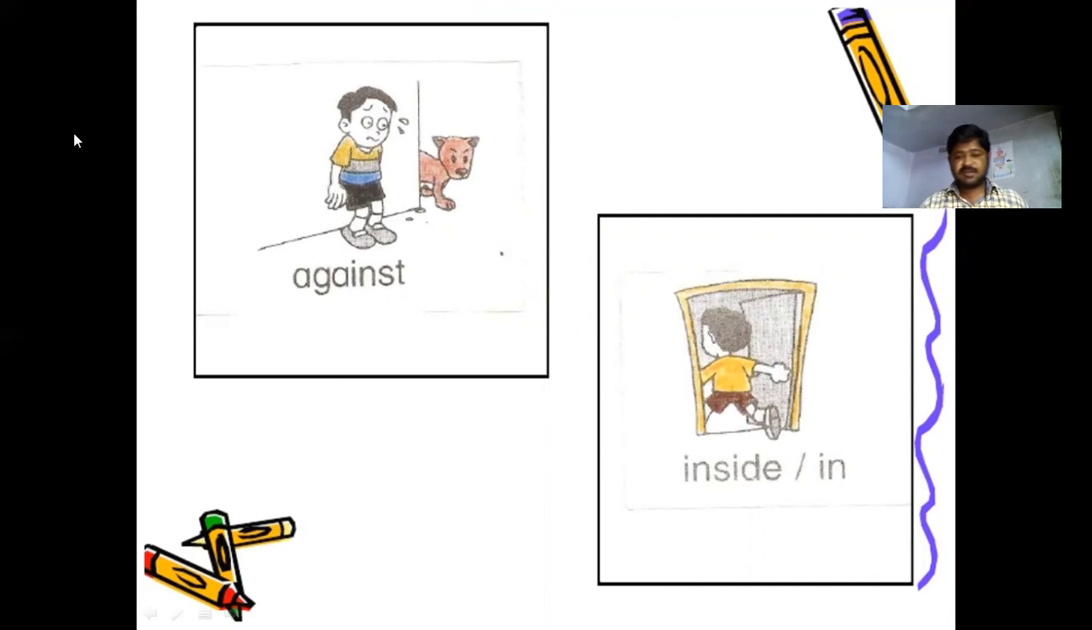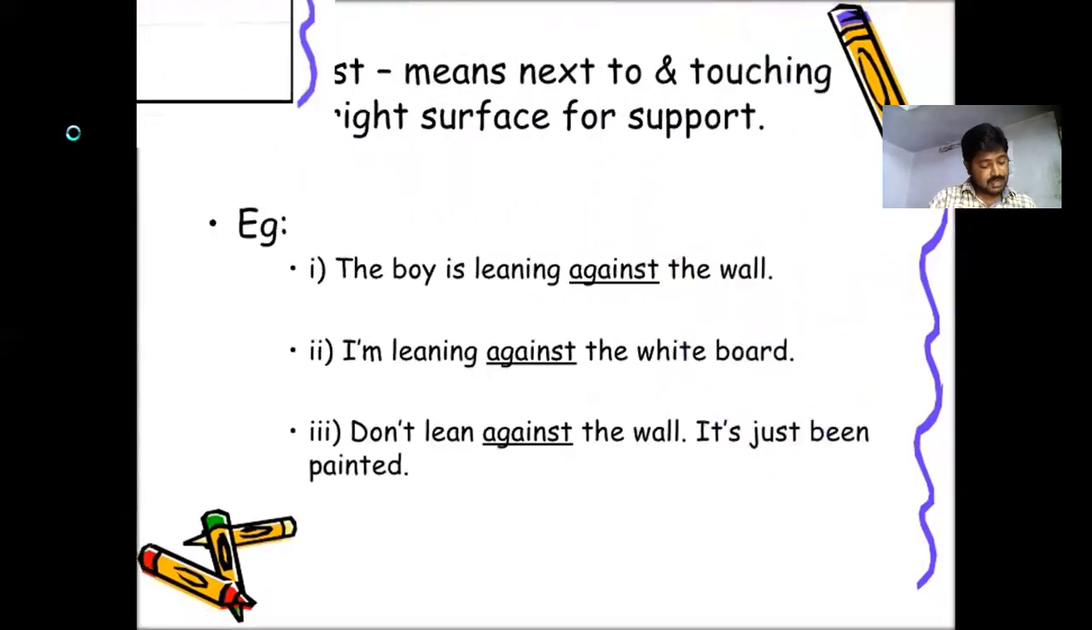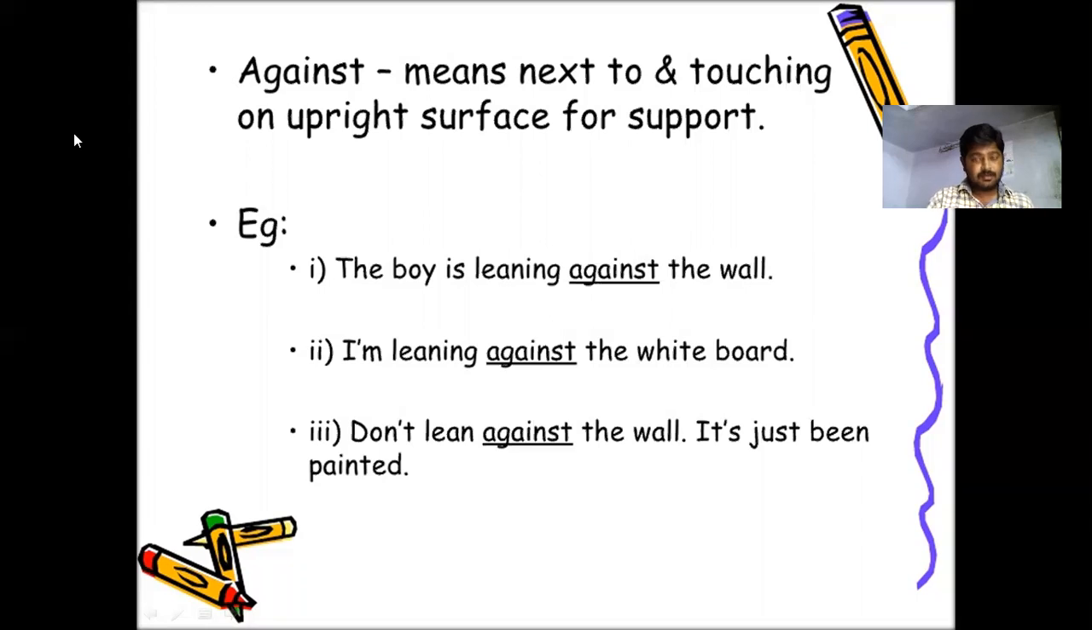And look at the second one. In or inside. In or inside. Like we come to know that adverbial prepositions: went down, left them, turned around, come in, come on, come out. These are all the adverbial prepositions.